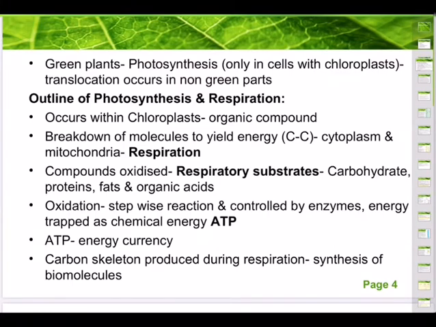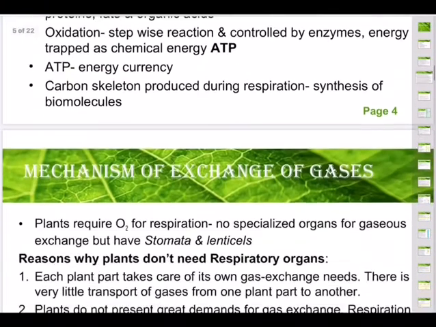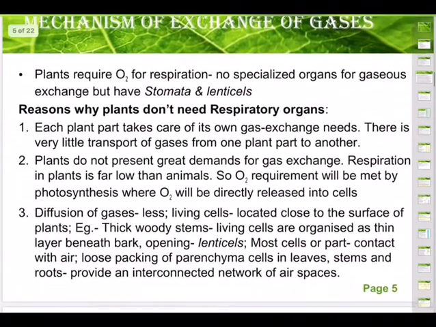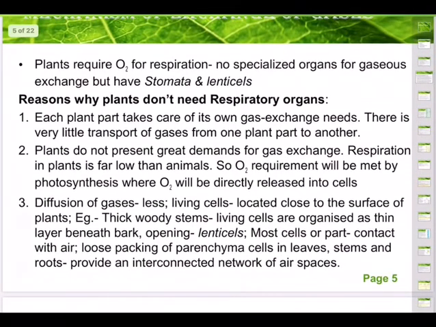Respiration: compounds oxidized, the respiratory substrates, will be carbohydrates, proteins, fats, and organic acids. Oxidation will be a stepwise reaction, and it is a controlled reaction through enzymes, and the energy is trapped as chemical energy. ATP is the energy currency. The carbon skeleton produced during respiration is used in the synthesis of biomolecules.